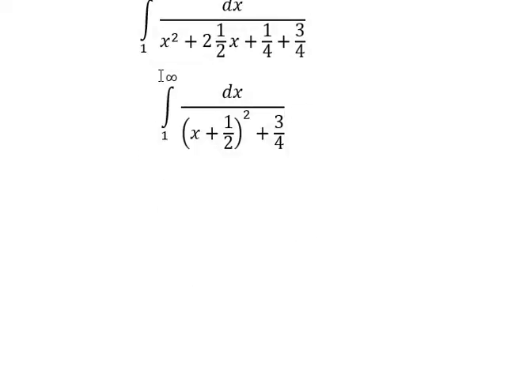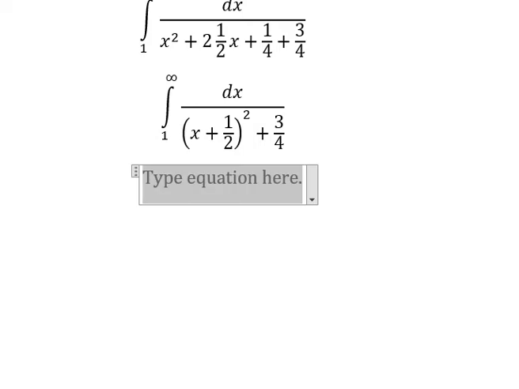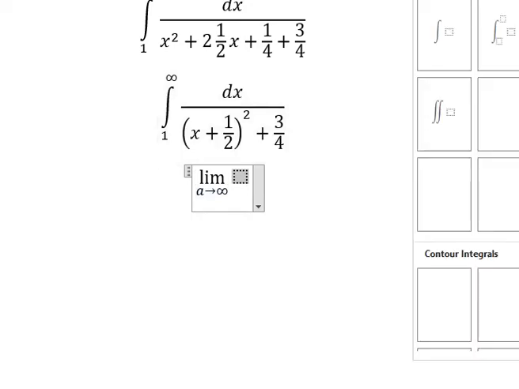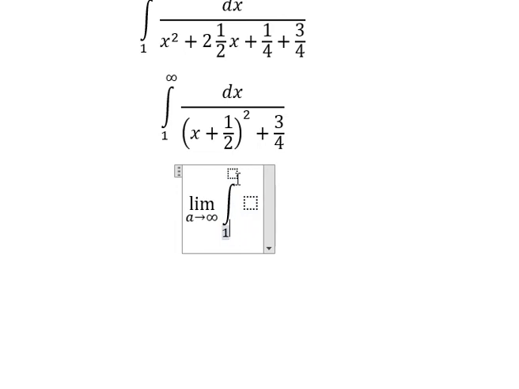Next, about infinity, we can change into the limit. So I will choose a approaching positive infinity, and we have the integration from number 1 to a.